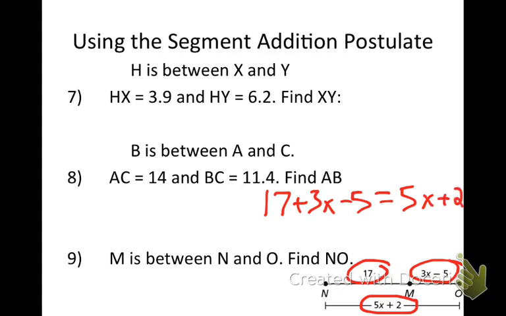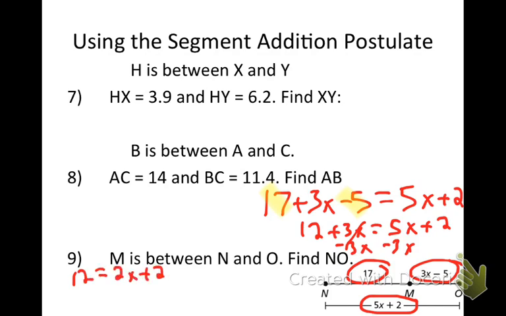Now, it's just like one of the problems out of our warm-up. Can I solve for x algebraically now? Yeah. Combine like terms. 17 minus 5 is 12. So I have 12 plus 3x equals 5x plus 2. Subtract 3x over. I get 12 equals 2x plus 2. Subtract the 2. 10 equals 2x. X has to equal what?